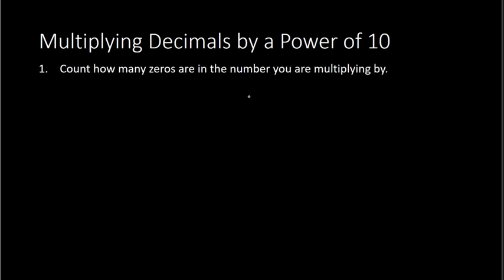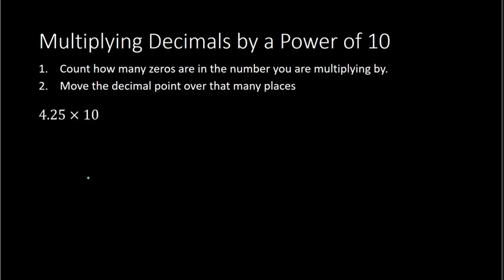Now, one last thing is when you're multiplying decimals by a power of 10. When you multiply anything by 10, it's going to make our solving process much simpler. So what I do is basically just move the decimal point over a certain number of places. So to determine that, we count how many zeros are in the number that we're multiplying by, and then move the decimal point over that many places. So for example, if we had 4.25 times 10. So notice we're multiplying by a 1 with 1 0 after. So what that means is I move the decimal point over to the right one place. So my answer is 42.5.